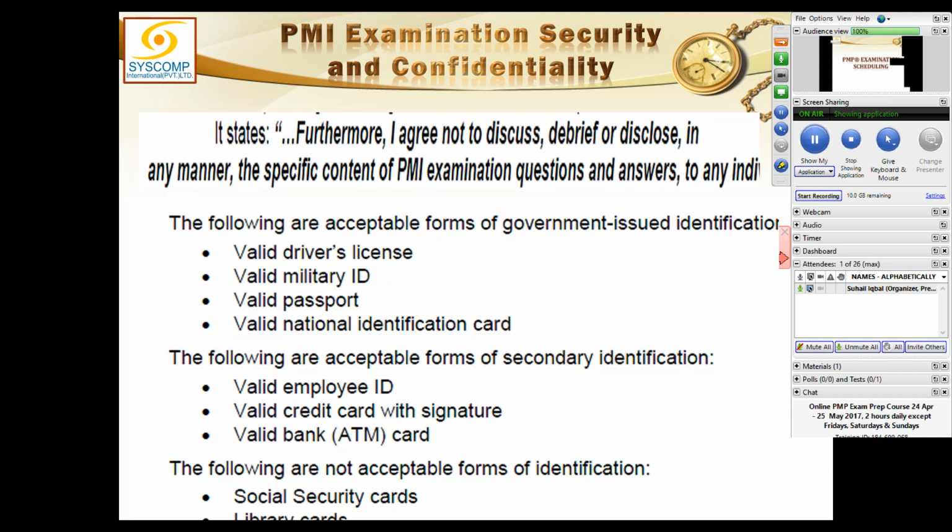In addition to these, what else can be accepted there as identity? If you have got an ID card from your employer, that could also be entertained. If you have got a credit card or a debit card with your signature, that could also be accommodated. What cannot be accommodated is a social security card or a library card. So I think you should be very clear about what kinds of identifications you must take along, because in the exam center, you just can't argue. They will just get you out of the exam center. They'll not let you enter your exam, and then you won't be able to sit in the exam.